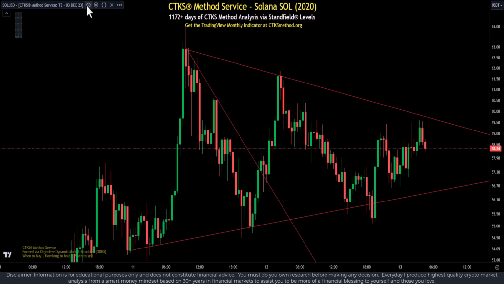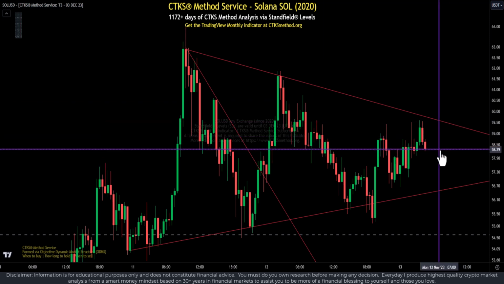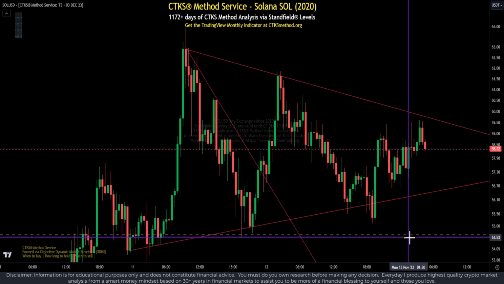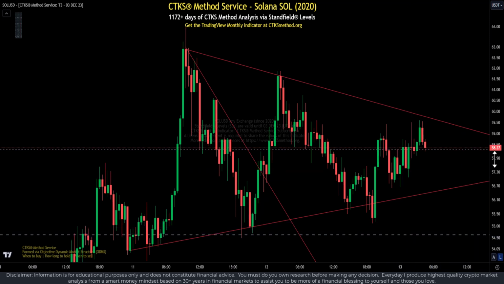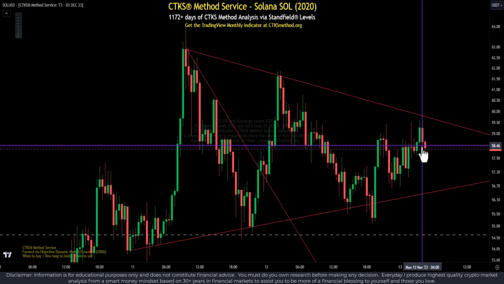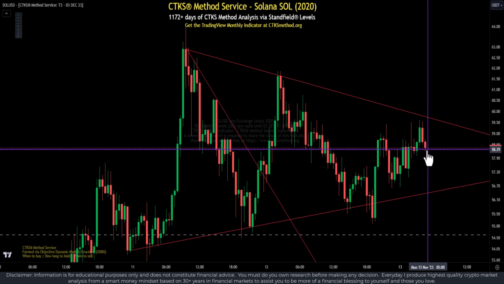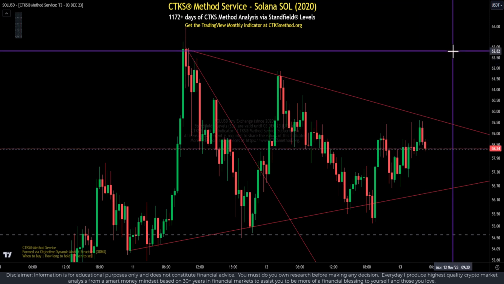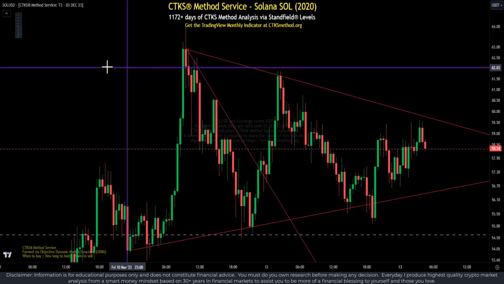Looking towards the institutional levels, we can see that Solana is currently pretty much smack bang on one. There's one slightly below it as well at 54.63. Solana is currently 58.38. What would we seek here? We would seek support at this level and a rebounding. Something else is happening inside Solana's price structure.